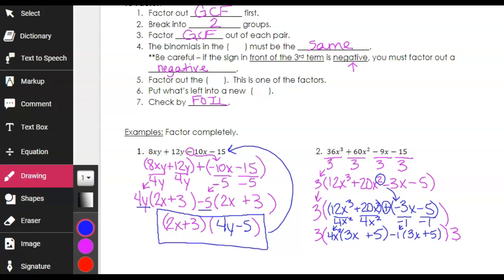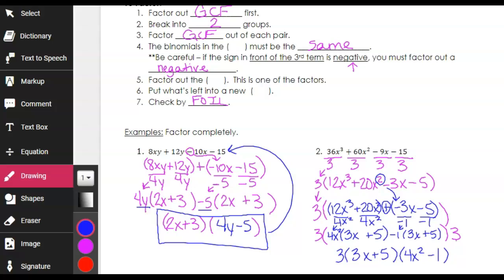So finally, I have the 3 out in front. The 3x plus 5 makes up one of my factors. Sometimes we call these linear factors because the x has no exponent. And then the remaining pieces, the GCFs, make up the second factor. So 4x squared minus 1.